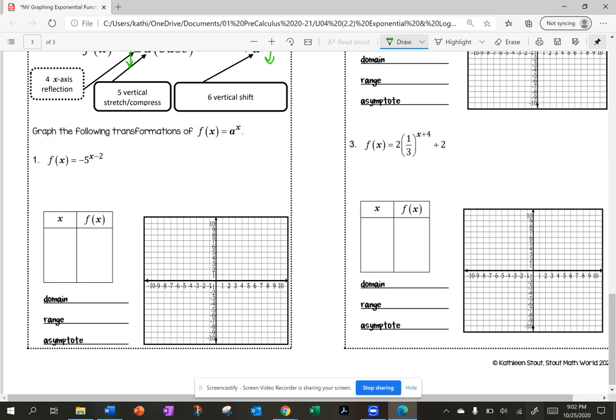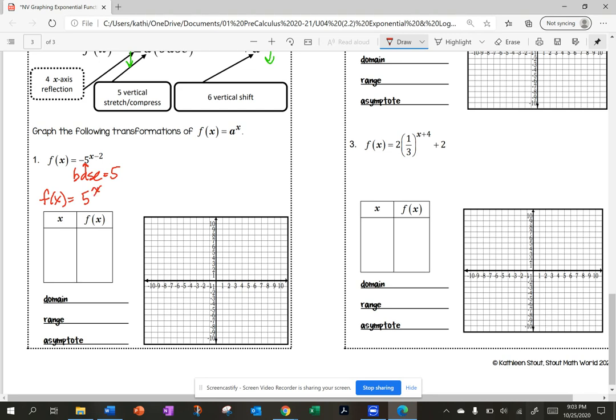Looking at my original function, I always want to identify what the parent function is and what the base is. I'm always looking at what is being raised. The exponents are raised to the base. So here my base is 5 in this example, and the parent function for this equation is f of x equals 5 to the x.